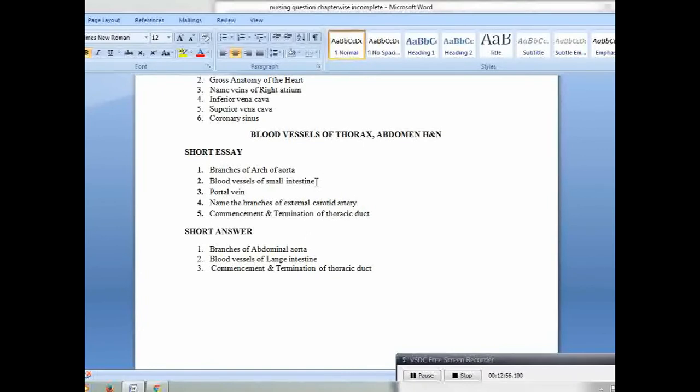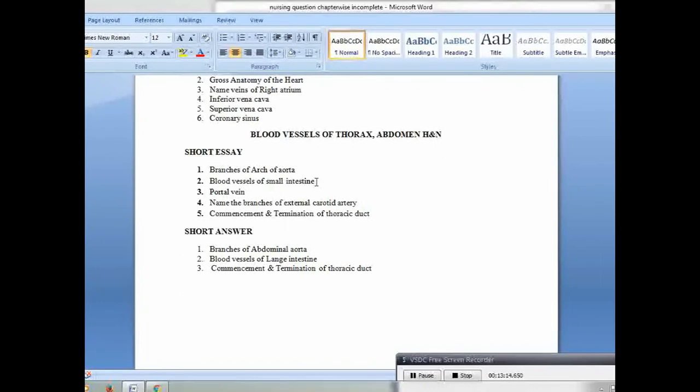Portal vein. Portal vein is formed by the joining of superior mesenteric vein and the splenic vein behind the neck of the pancreas. Then it drains into the liver. So there are different tributaries of it. Mention about that. Name the branches of external carotid artery.